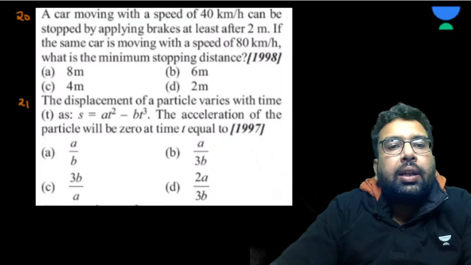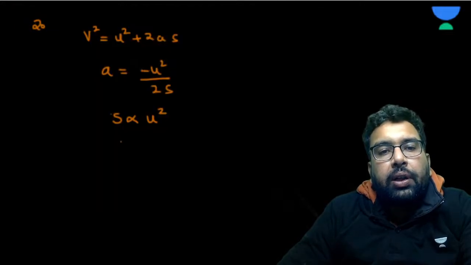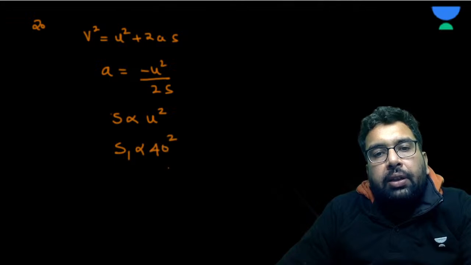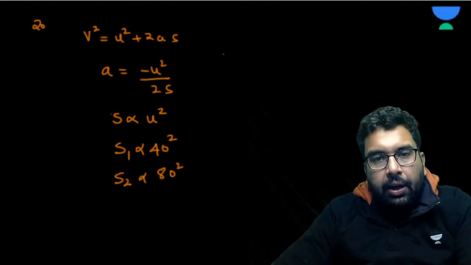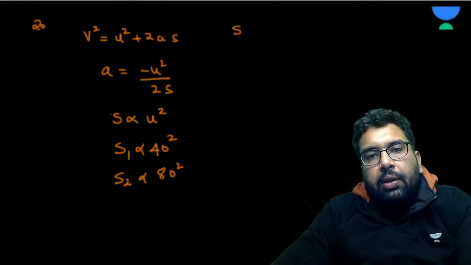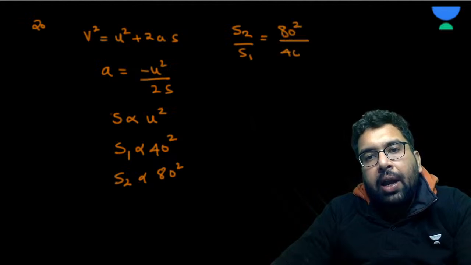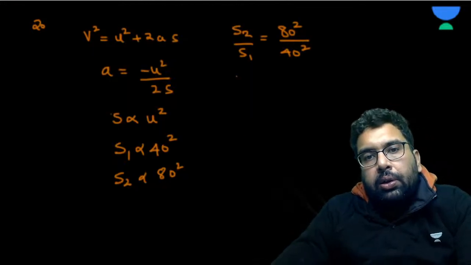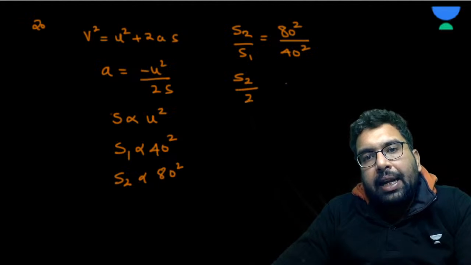So the distance is proportional to 40 square. Initially, in the first case, this is moving at the speed of 40. Finally, it is moving at the speed of 80 square. So you can relate between both of it, right? So what we can write? We can write S2 by S1 is equal to 80 square by 40 square. They have given you the S1. S1 is 2 meters. So S2 will become 8 meters, right?